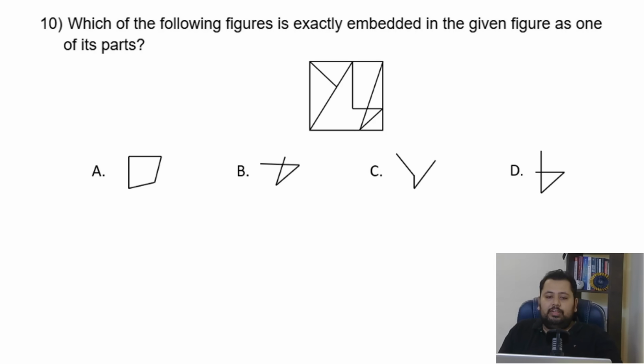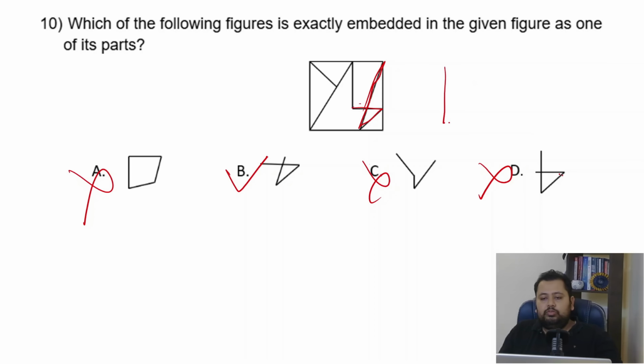Okay, hope you got this one correct. So, going from the options, if you see, it is option number B that is exactly embedded in the given figure, right? None other option you see is there in the figure, right? Some people get confused with this one.